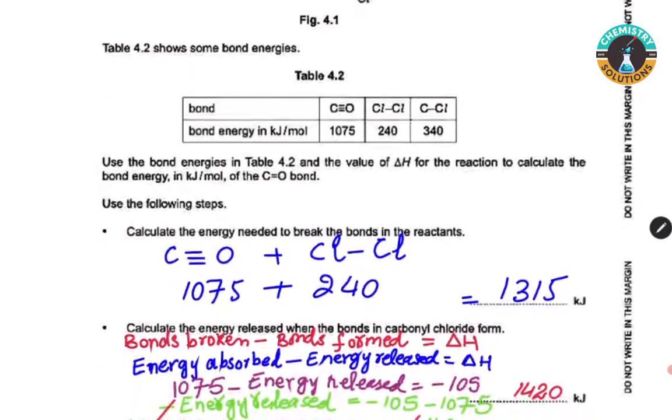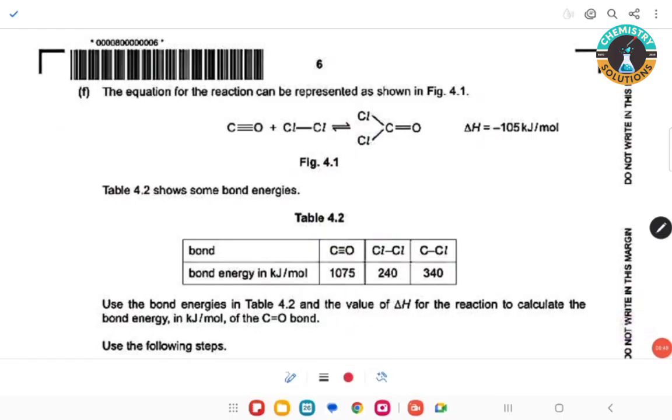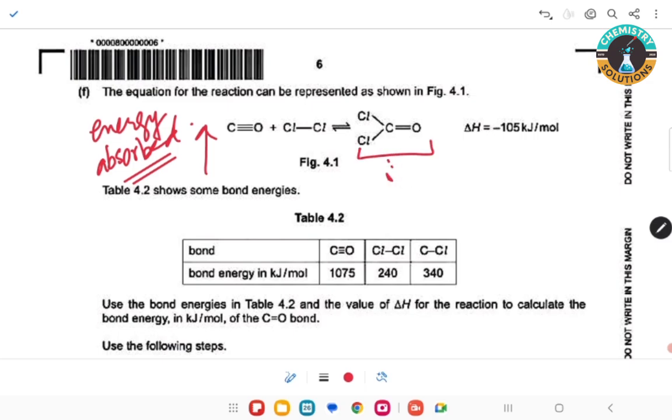Bonds broken are on the reactant side. One point you all must remember is that bonds are always broken on the reactant side and energy is absorbed. When bonds break, energy is absorbed. In the products, bonds are formed, and energy is always released when new bonds are formed.